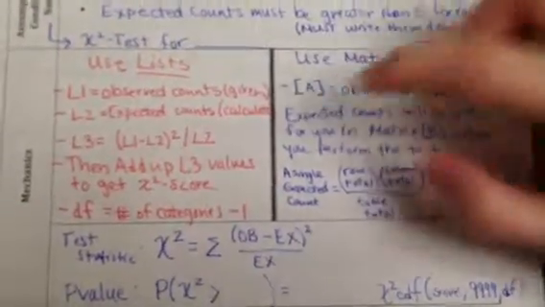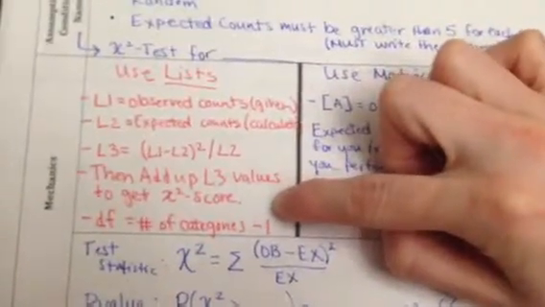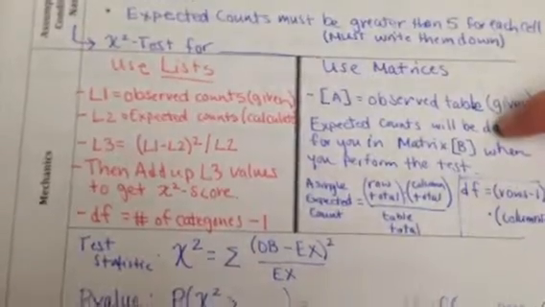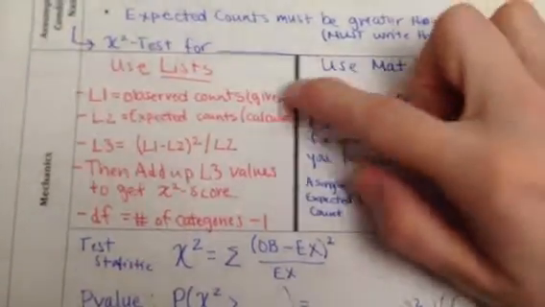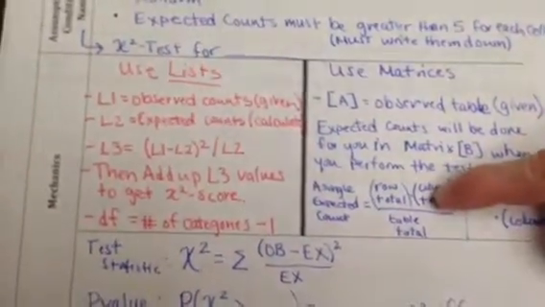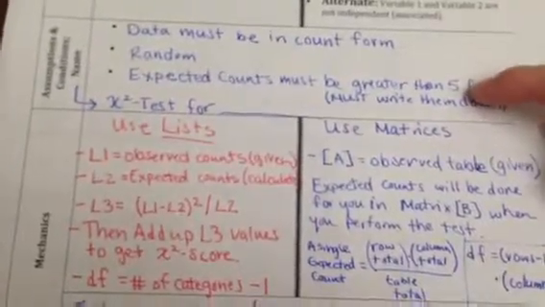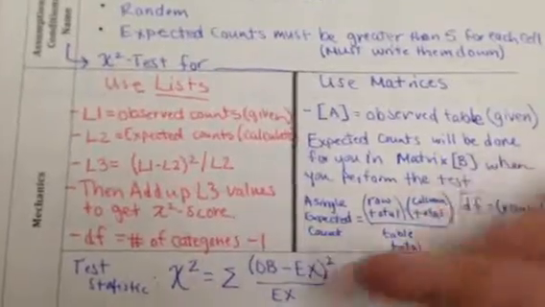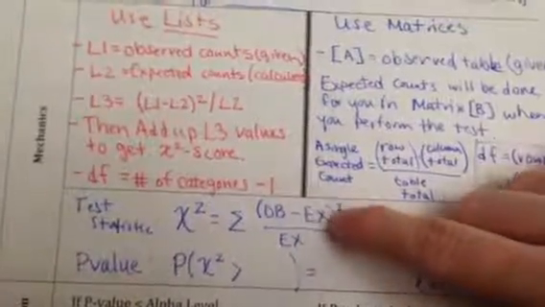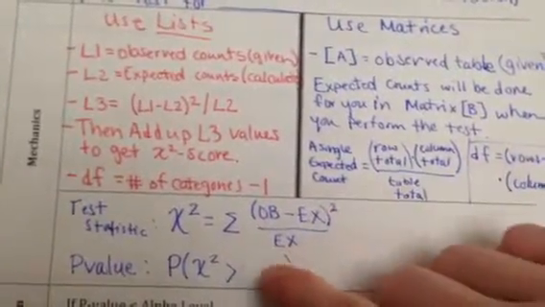Alright, so that's a lot when it comes to mechanics. You want to take your time to really think about, do I need to use my list or my matrices? And these are the steps to what you need to do, but what you have to write down are, you definitely have to write down expected counts, degrees of freedom, the test statistic and the formula, and the p-value and the notation.